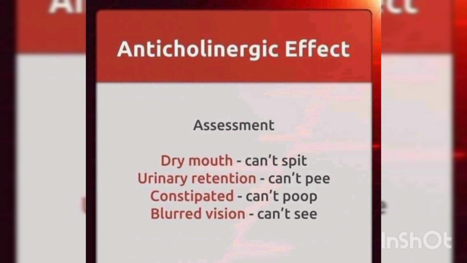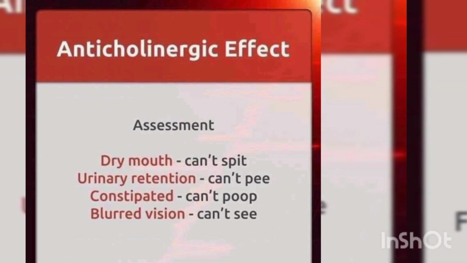In this slide, we're gonna learn about the effects of anticholinergic drugs. There would be dry mouth, which means they can't spit. There would be urinary retention. This means they can't pee. They would be constipated. This means they can't poop. And there would be blurred vision, which means they can't see.